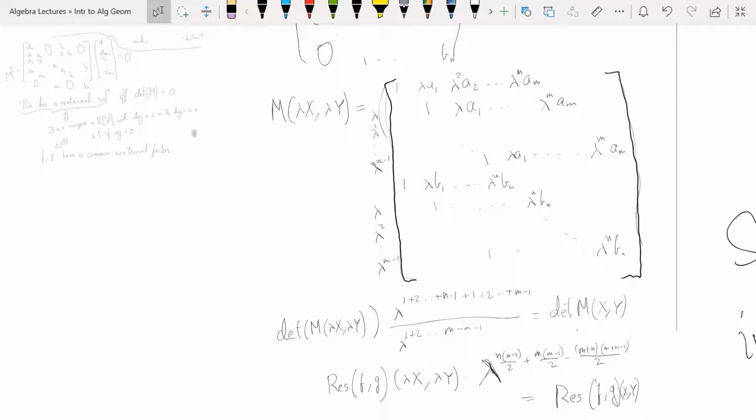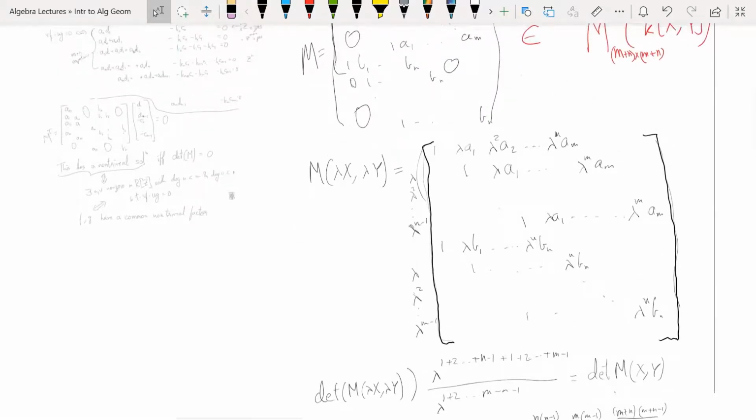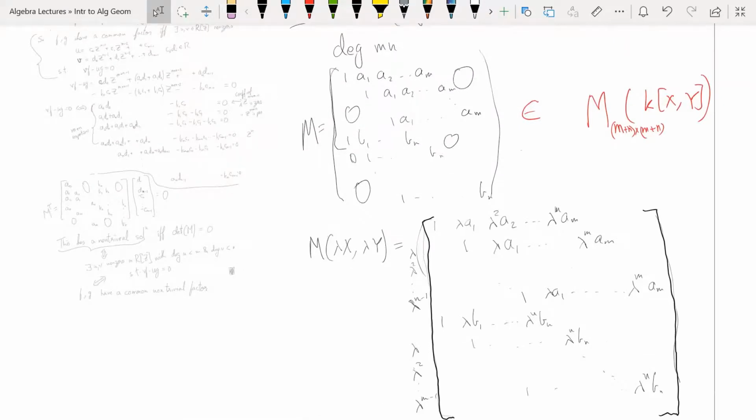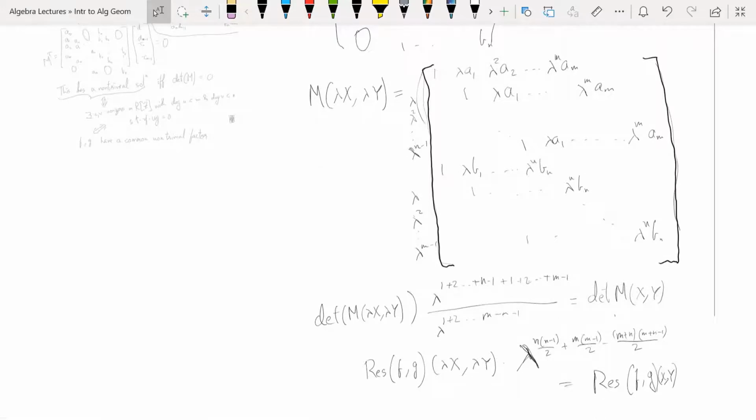So doing this operation, how does that change the determinant? Once we factor out these λs, what we'll get is the original matrix M(x, y). We would have factored out all λs, so all the λs will be missing, and we'll get back the matrix M. So this calculation tells us that for the determinant of M(λx, λy), if you multiply the second row by λ, the third row by λ squared, and so on, we are multiplying the determinant by the product of these factors.